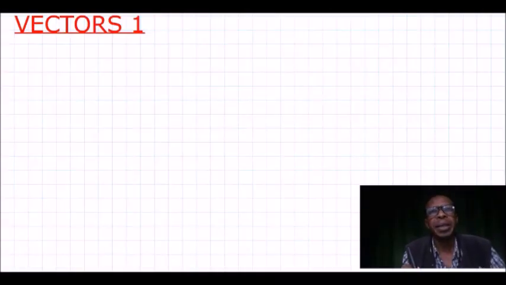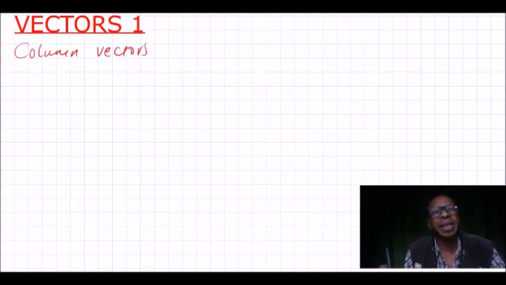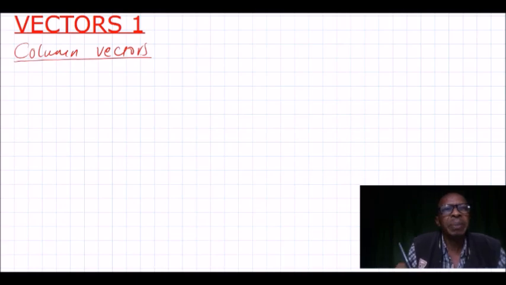Now, in this lesson, we are going to deal with column vectors. In column vectors, we talk of displacement. Displacement consists of two points, so we can have a point moving from A to B.